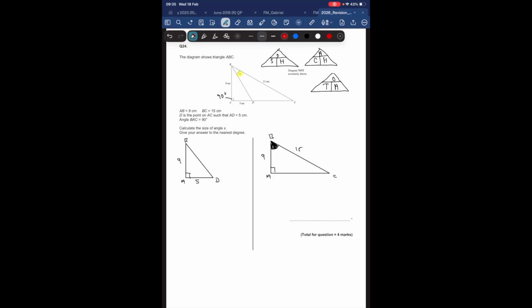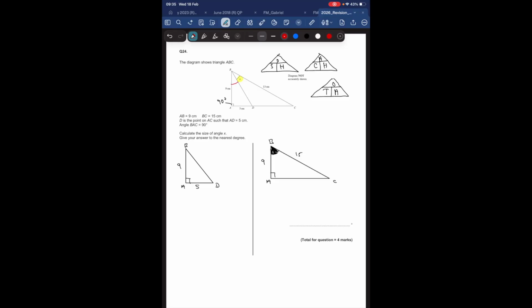What I'm then going to do is work out this angle here in red, this smaller angle, using the first triangle I drew. The idea is this: once you have those two angles, if I know the big angle here, which is angle B, and I know this small red angle, which is angle B in the small triangle, if I take them away from each other, I'm left with this angle X.